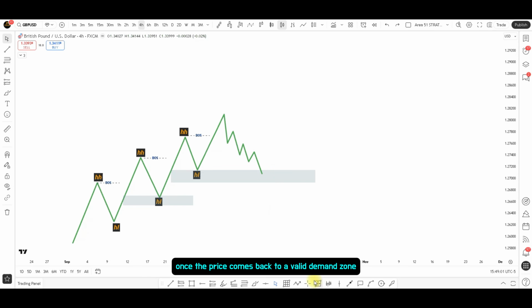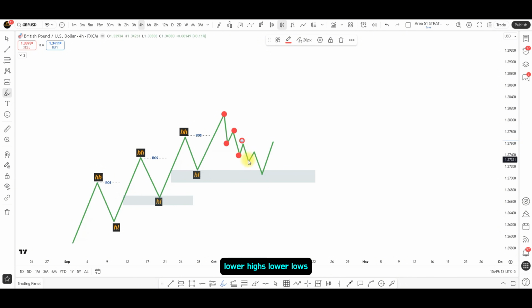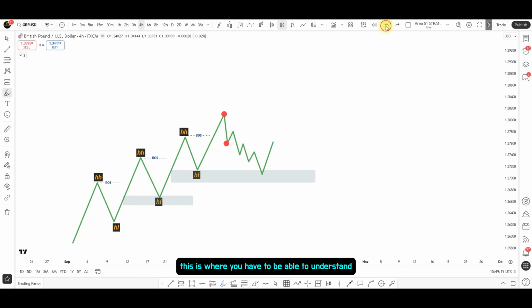Once the price comes back to a valid demand zone on the 15-minute time frame, you wait for what we call a change of character. Here, you can see price creating an internal high, lower highs, lower lows. This is where the confusion happens. You have to understand this entire lower high, lower low is an internal market structure, and the overall market is an uptrend.